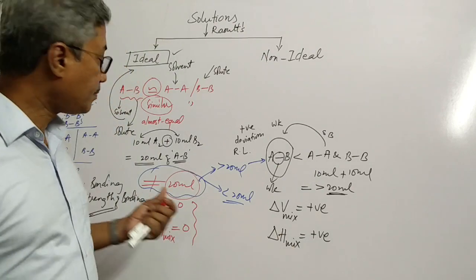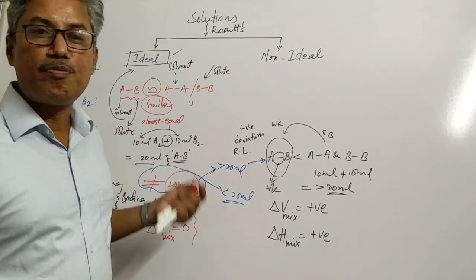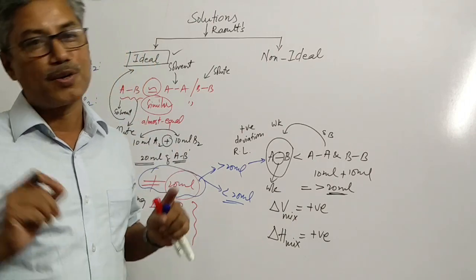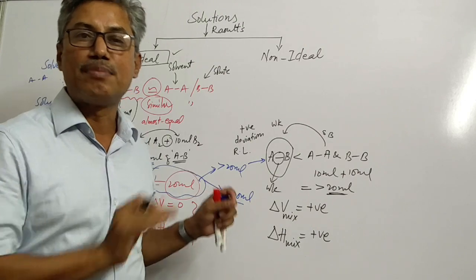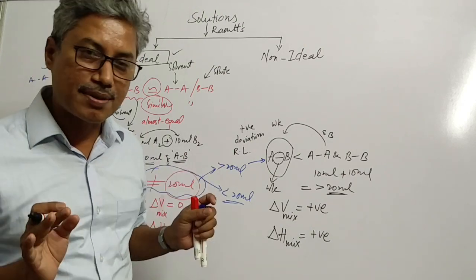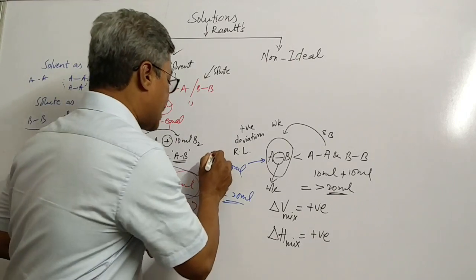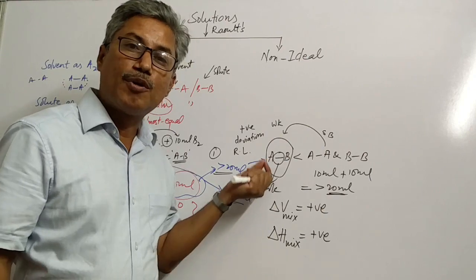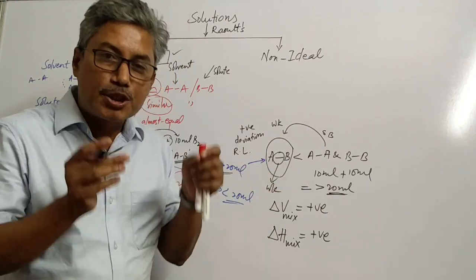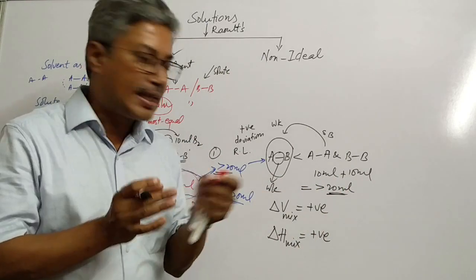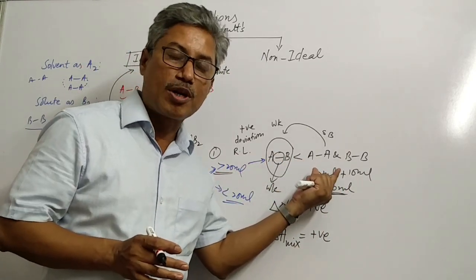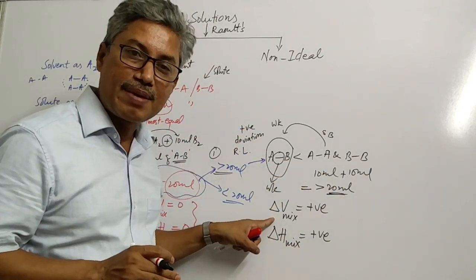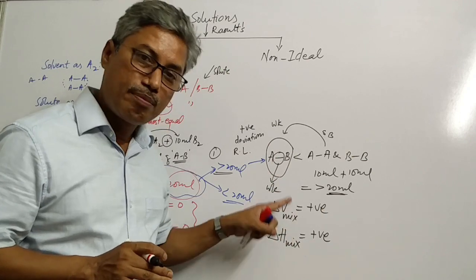Let me repeat this. If 10 ml of A2 and 10 ml of B2 are mixed, then the total resulting volume is not equal to 20 ml. It means that either it will be more than 20 ml or less than 20 ml. Clear, students? We are taking the first case, which is more than 20 ml. If it is more than 20 ml, this is possible only if the solute-solvent interaction is weaker than the solvent-solvent and solute-solute interactions. Weaker means longer. Is it clear, students? In that case, what do we notice? Delta V mixing and delta H mixing both are positive.